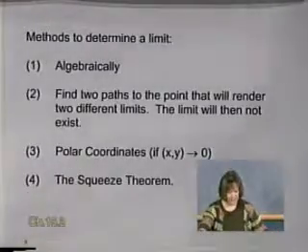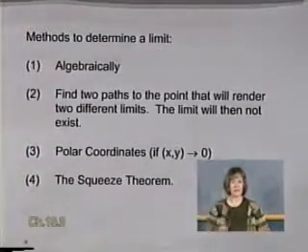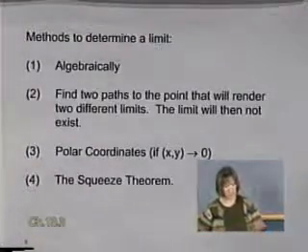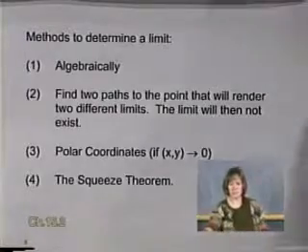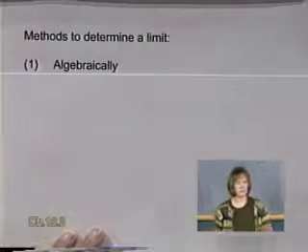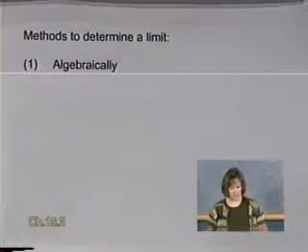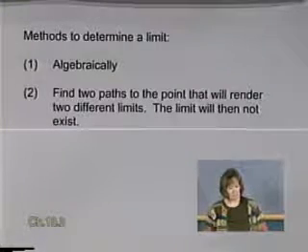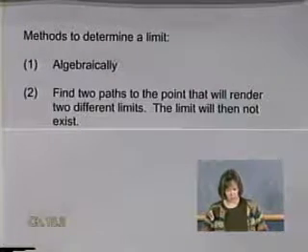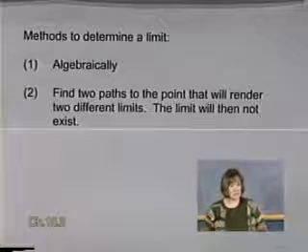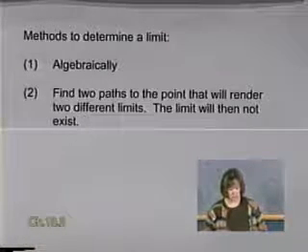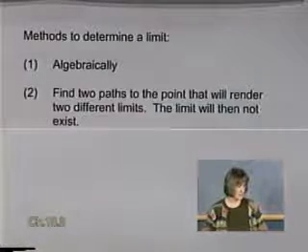I've listed here 4 different ways in today's lecture that we're going to determine our limit. Just as we did in Calculus 1, algebraically, factoring, plugging in with polynomials or rational expressions, we're going to do just like we did in Calculus 1. Method 2 is to find 2 paths to the point that will render 2 different limits, and if your 2 different paths render 2 different limits, then the limit does not exist.